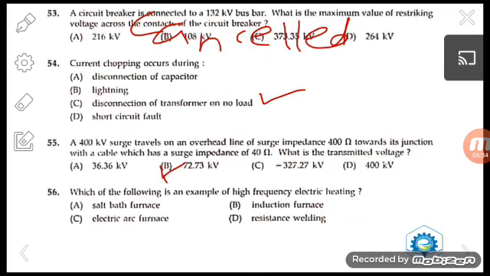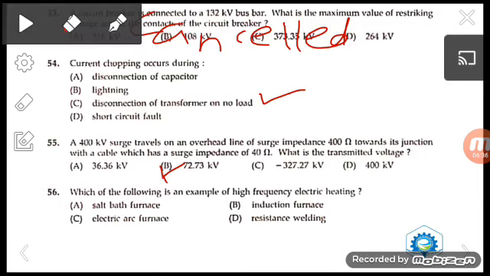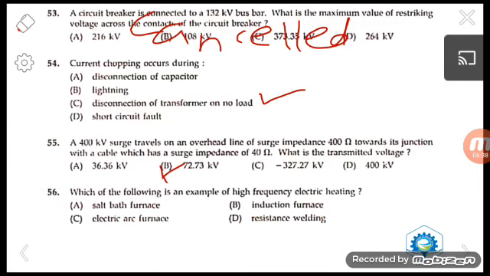And the next question is, which of the following is an example of high frequency electric heating? So the correct answer is induction furnace, option B. Induction furnace is used for high frequency heating. It is mainly used for melting metals like scraps, etc.